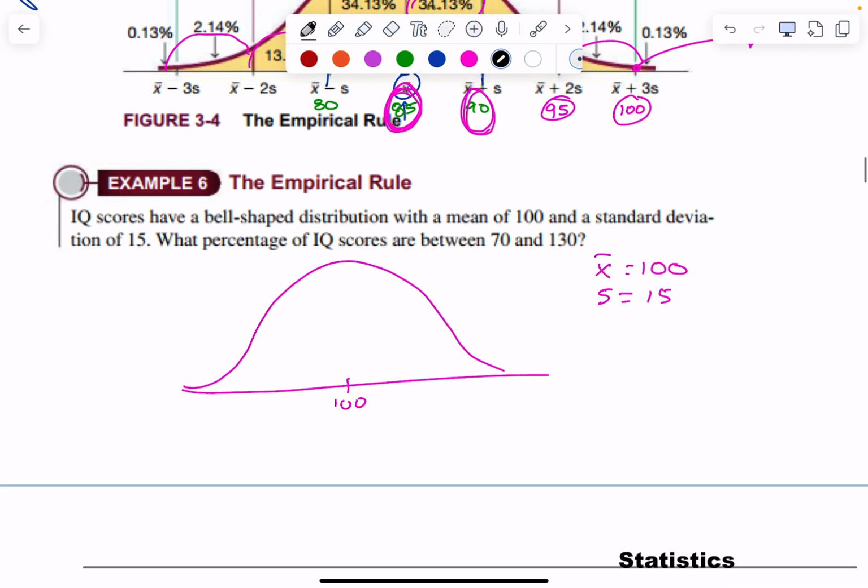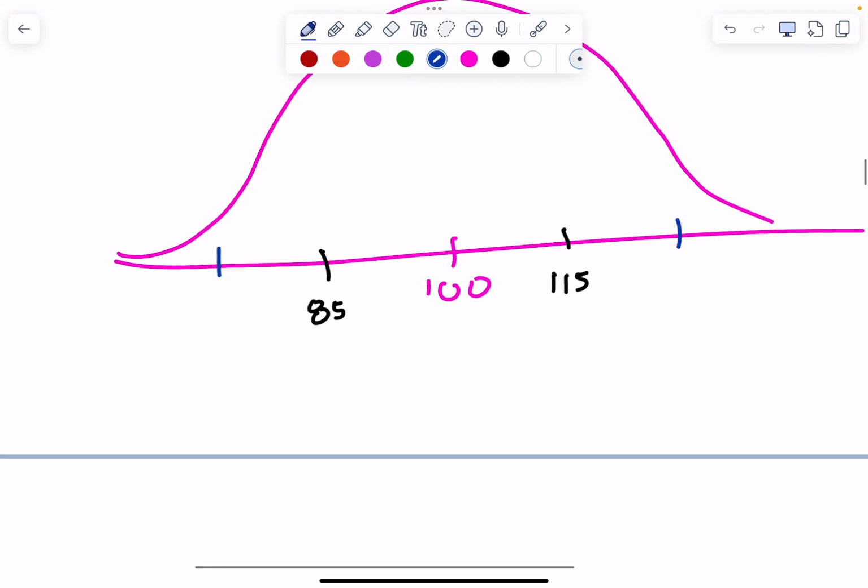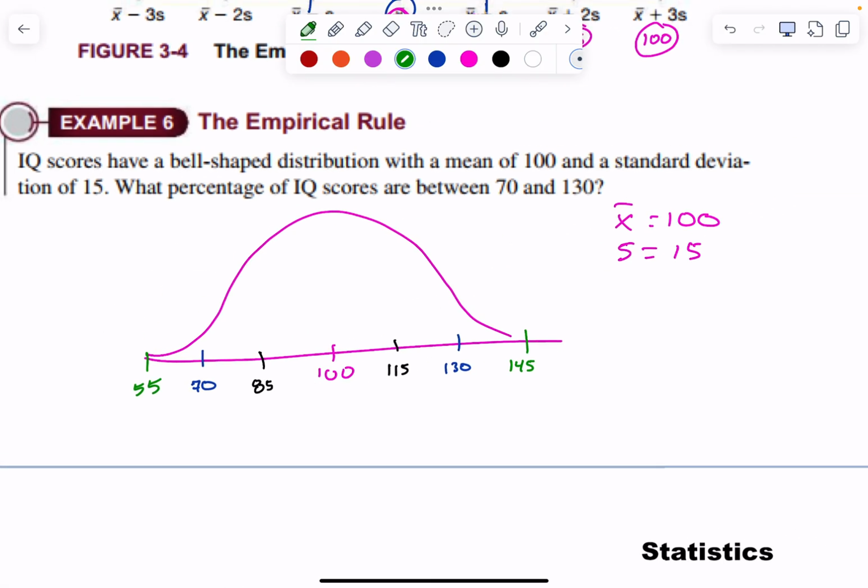If I add and subtract, that first mark will go from what to what? 85 to 115, okay? My second mark, if I add and subtract again, will go from 70 to 130. If I add and subtract again, it will go from 55 to 145. I'm adding and subtracting 15, right?